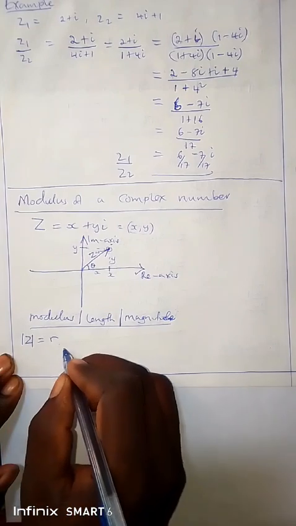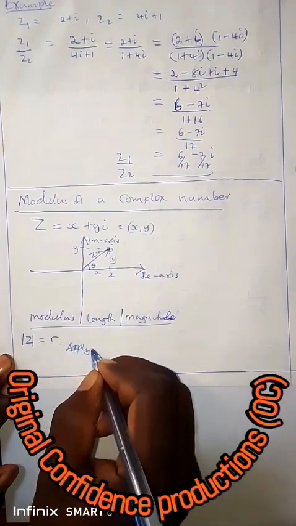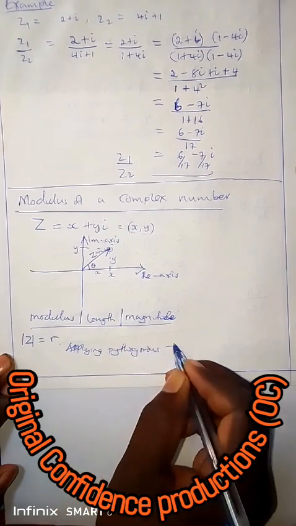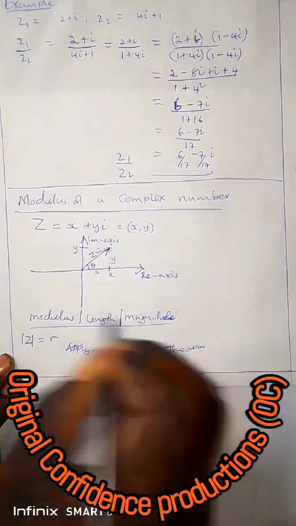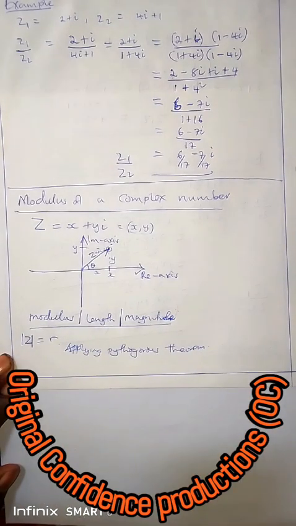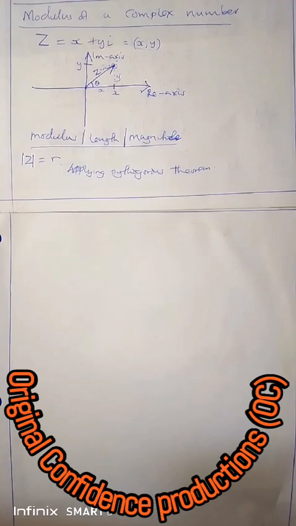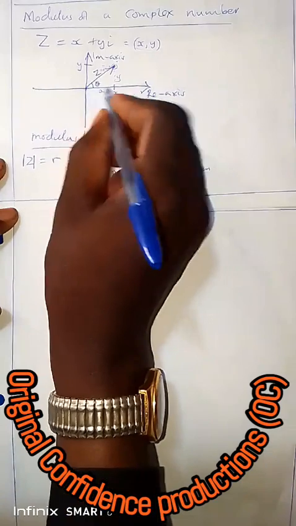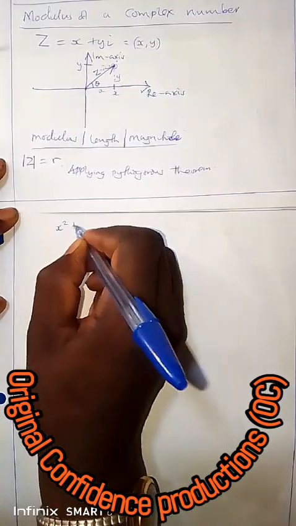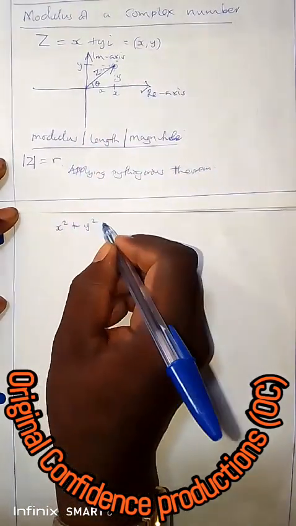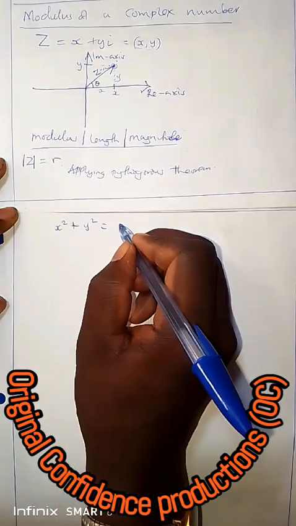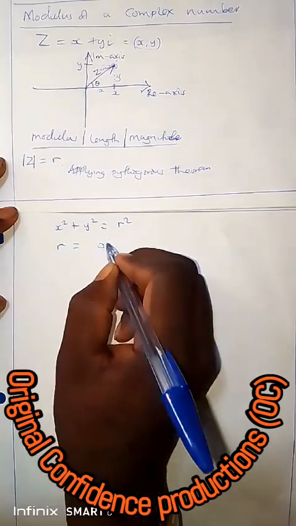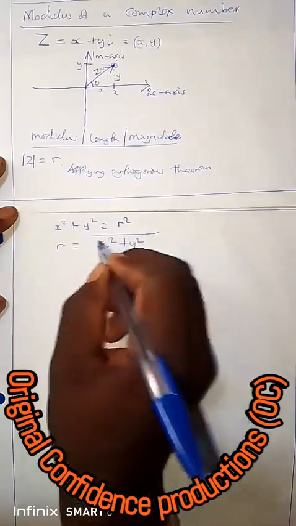In this case, here we apply Pythagoras theorem. We apply Pythagoras theorem as we want to say right now. So when we apply Pythagoras theorem, we shall have x squared plus y squared equals r squared. So our r will be equal to the square root of x squared plus y squared.